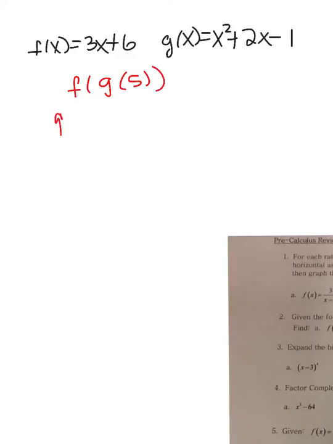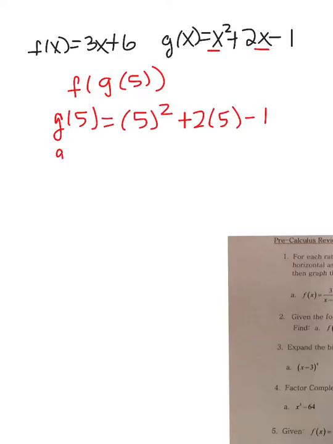So we're going to start with g of 5. So I go to my g function. Wherever I see an x, I plug in 5. So it's 5 squared plus 2 times 5 minus 1. So that's 25 plus 10 is 35 minus 1 is 34.